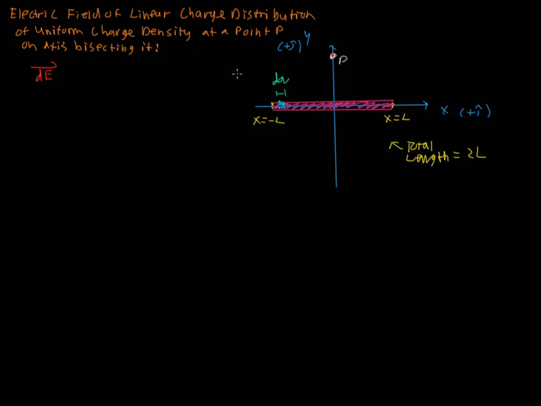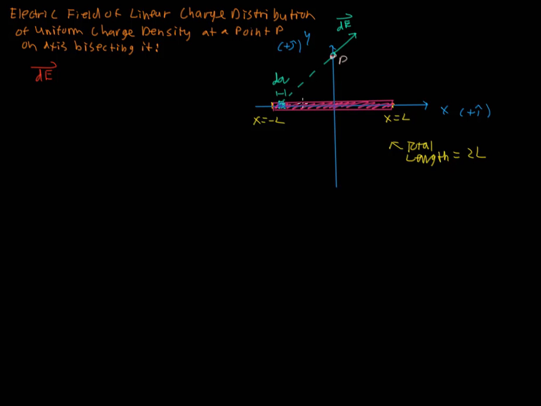If I want to find what the electric field is due to this dq at point P, if it's positive, it's going to be along this straight line, and then it's going to be this dE that comes off here. And that's the dE of this dq. This is the infinitesimal electric field vector of this infinitesimal amount of charge of our rod.